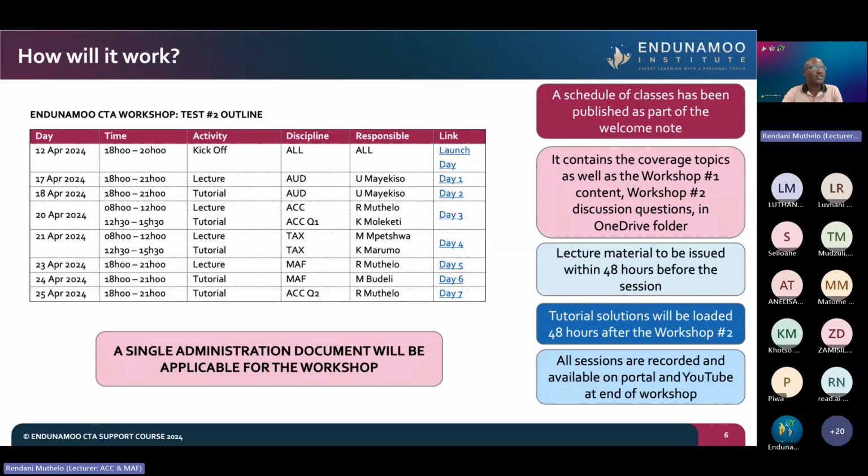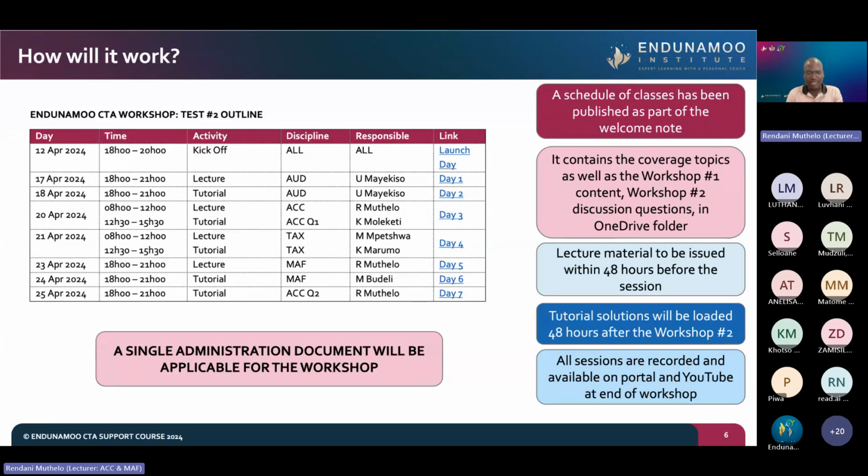So today we are on the 12th, we are kicking off. Then we are back together on the 17th of April. Then we are back again on the 18th, and the rest will be like that. So this is the provisional one. And if anything changes, we will let you know. The idea is that we expected everyone to re-register so that we don't bother those that are no longer part of the first workshop with communication.